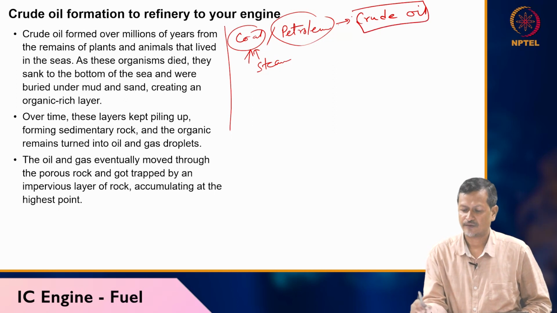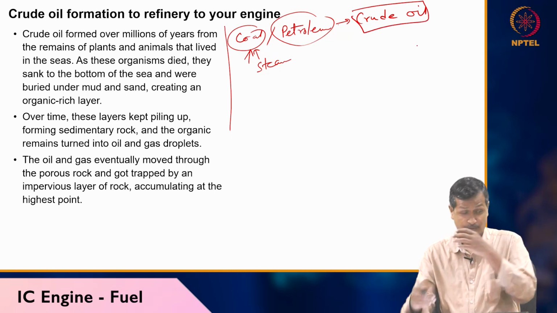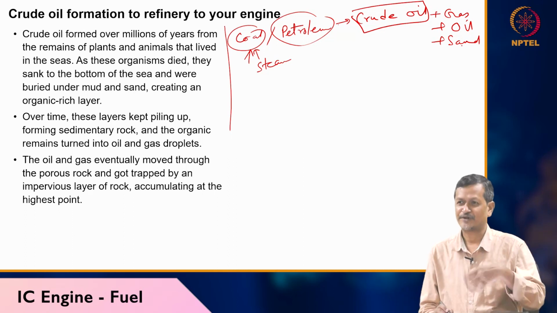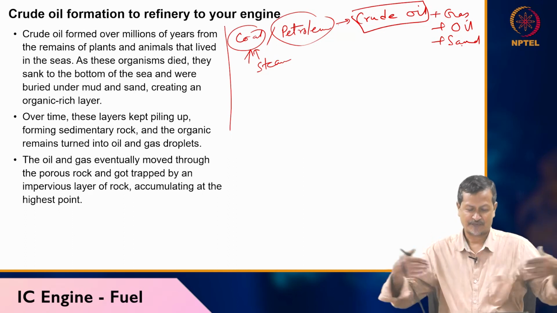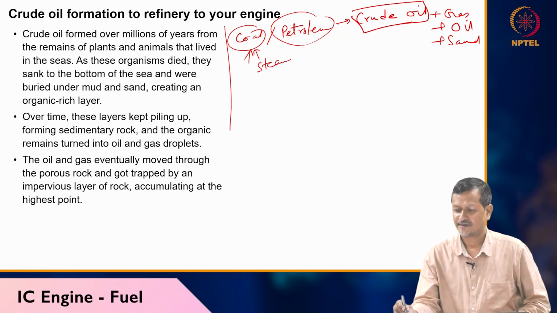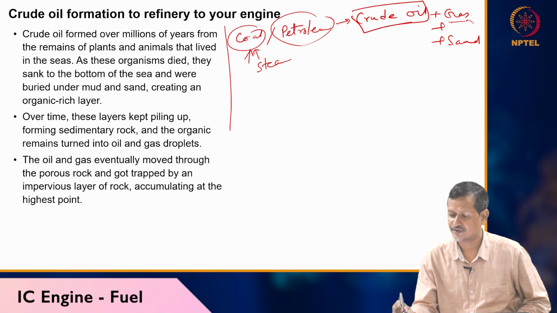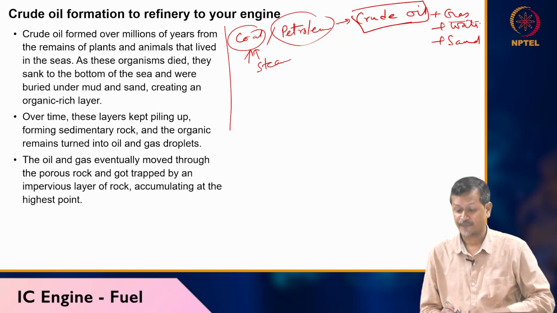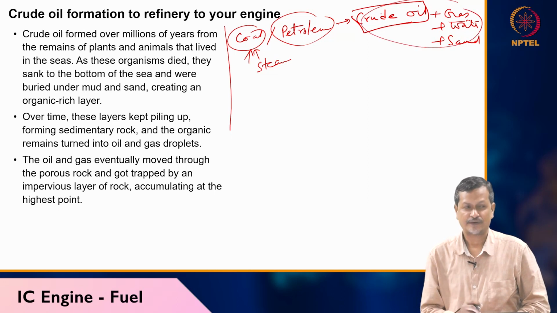Okay, so crude oil: whenever you are drilling a hole or well bore, you are getting crude oil, or gas, plus oil plus sand. All these components you will get. You drill a hole from Earth's surface, and from the well bore you will be getting crude oil, natural gas, water, and sand. All this mixture will come, but these things you cannot put into your engine.